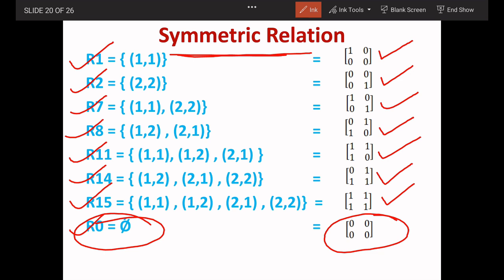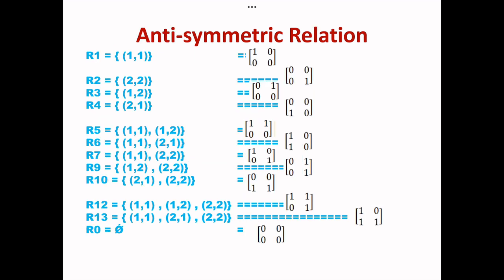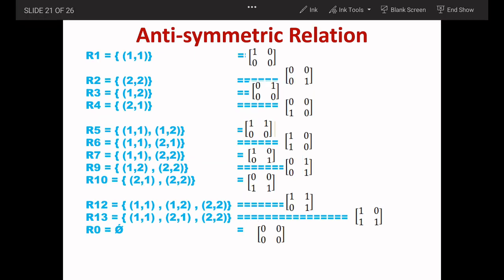Null matrix means out of 4, I am not choosing anyone. Okay, so this is the symmetric relation. Now next one, antisymmetric relation. Antisymmetric relation, again, how many have we selected?